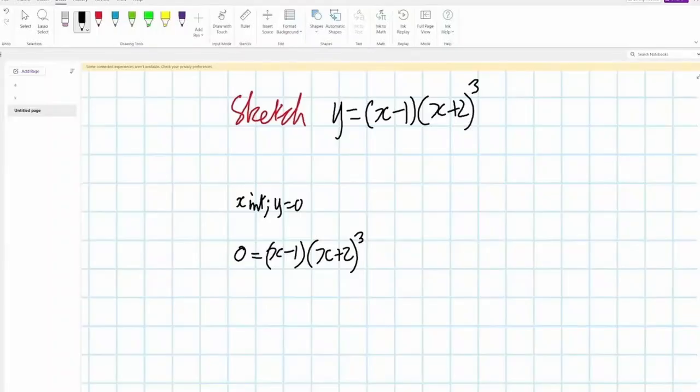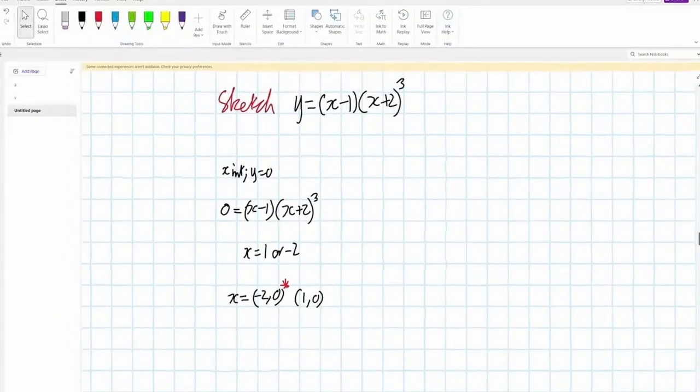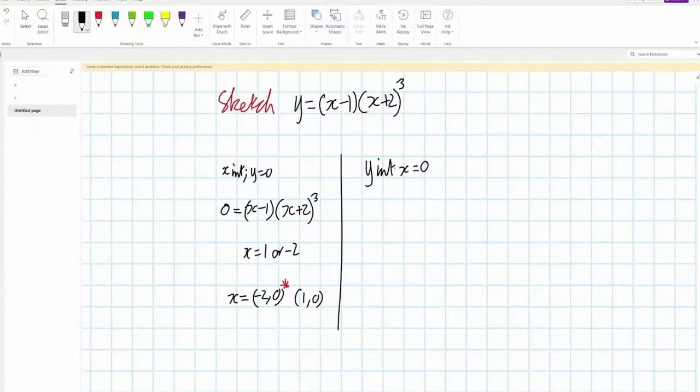And of course, we null factor law this, which means that we're going to get x equals 1 or negative 2. And so in coordinate form from left to right, that would be negative 2 comma 0. And we're going to put a little asterisk there because this is, of course, a cubic. And then we also have 1 comma 0. And so those are our x-intercepts. Next up, we have to find the y-intercept, where x equals 0. And so with that in mind, we can then say y equals 0 minus 1 times by 0 plus 2 cubed. That means that we're going to get negative 1 times by 2 cubed, which 2 cubed is going to be 8. So that's going to be negative 1 times by 8. Y equals negative 8 there.